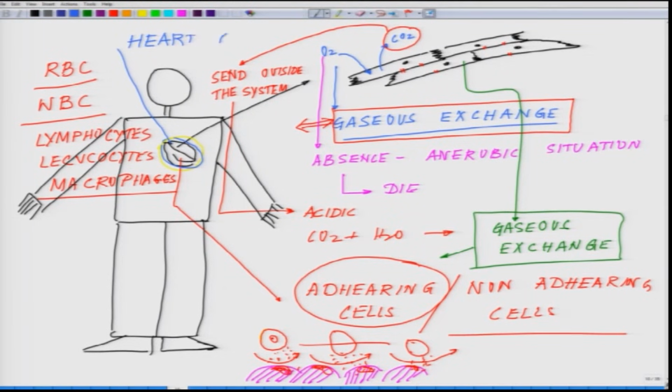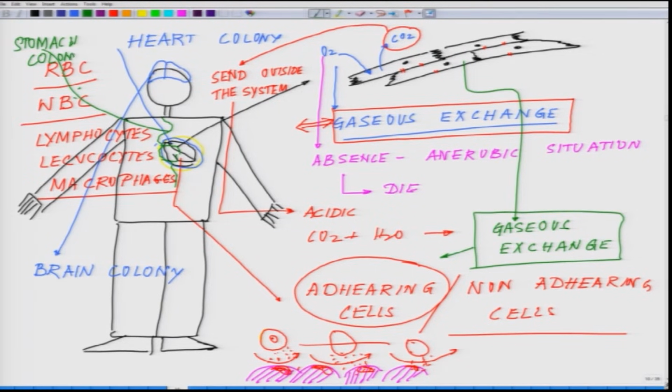Okay. Now out here where I have the brain, this is the brain colony. Okay. Now I have this stomach and everything. This is, say, the stomach colony. Then the series of things. So each one of them are colonies, and within colonies there are subcolonies.